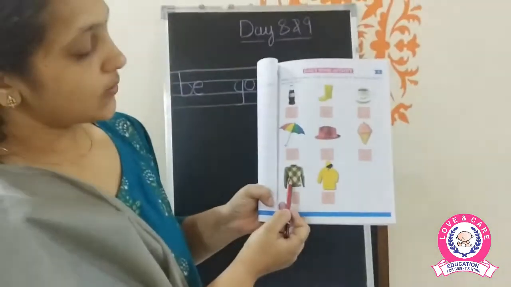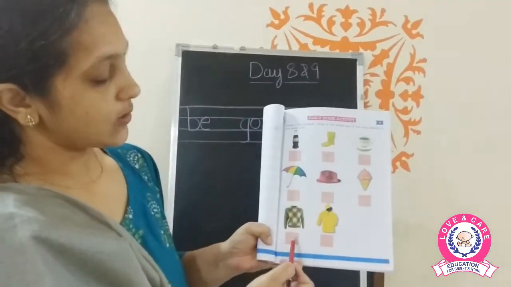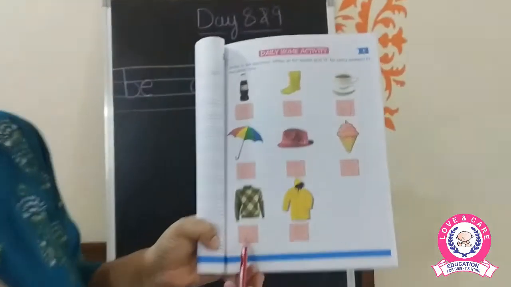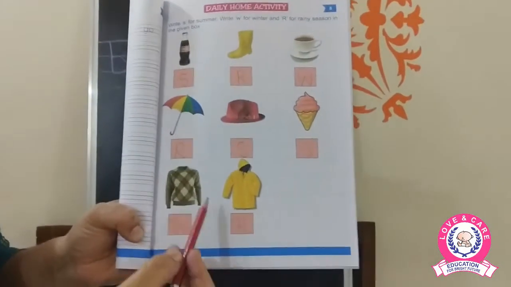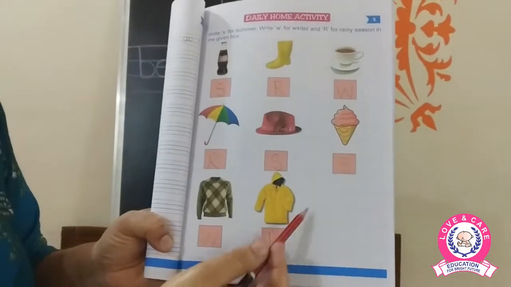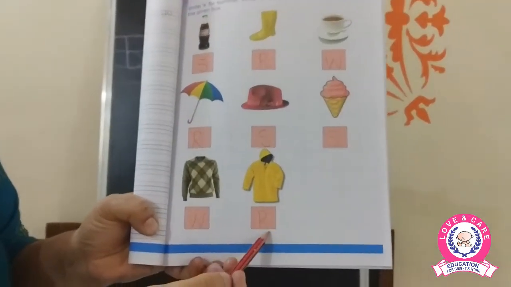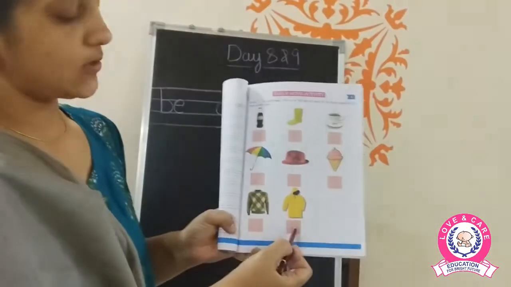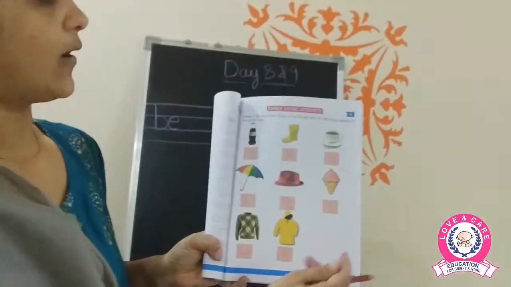So the next is the picture of a sweater. So sweater is used during the winter season when it is really cold and we want to protect ourselves from the cold. We wear the sweater. And then is the raincoat. The name itself suggests that it is worn during the rainy season. We wear the raincoat during the rainy season. So we have written the letter R.